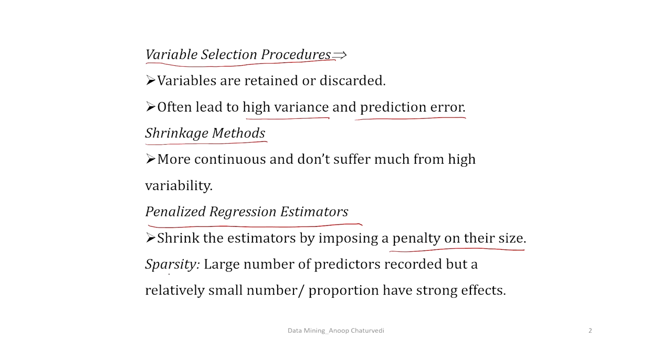Then, what do we mean by sparsity? By sparsity, we mean a large number of predictors are recorded, but only a relatively small number or proportion have strong effects. So, we have a very high dimensional matrix of input variables. We have a very large number of predictors, but out of those predictors, only a few affect the output variable, or only a few variables have a strong effect on the output variable. So, your problem is to obtain those variables which strongly affect the output variable.